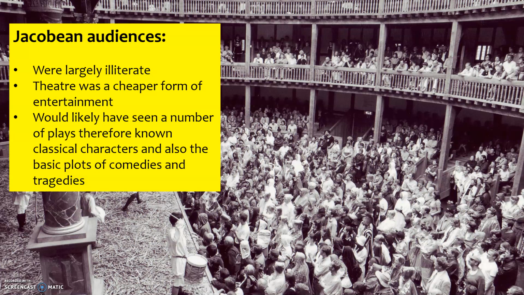Therefore, they also would quite likely have seen a number of plays. It doesn't mean that every Jacobean person saw loads of plays, but generally speaking, the plays were popular and there were many of them. It wasn't just Shakespeare, there were many, many writers. The point I'm trying to make is that as they would have seen a number of plays, they would have got to know a number of classical characters, but also they would have understood the basic plots of comedies and tragedies. Tragedies particularly followed a real structure and a real set of events, and the audience would have known, roughly speaking, what to expect. So that's something to know about the Jacobean audience.